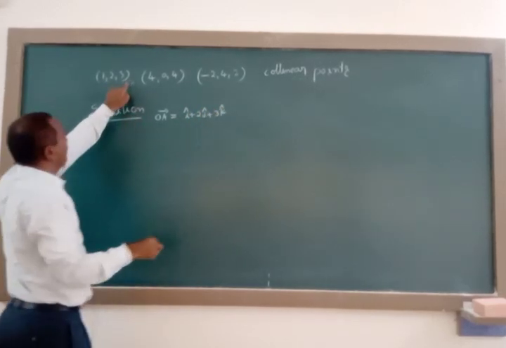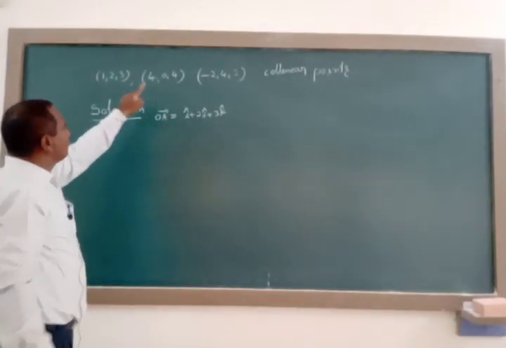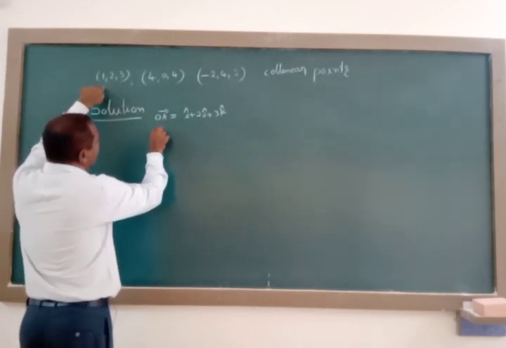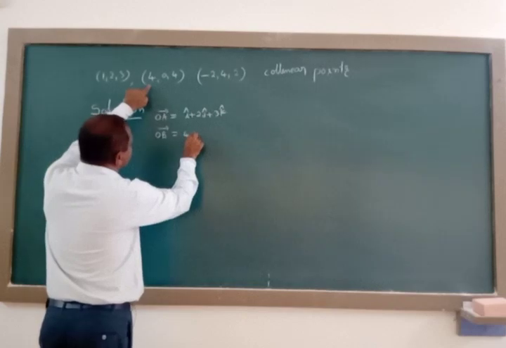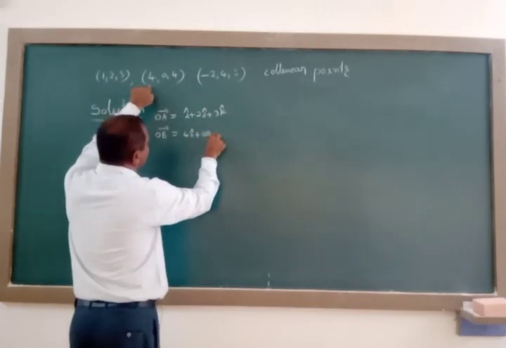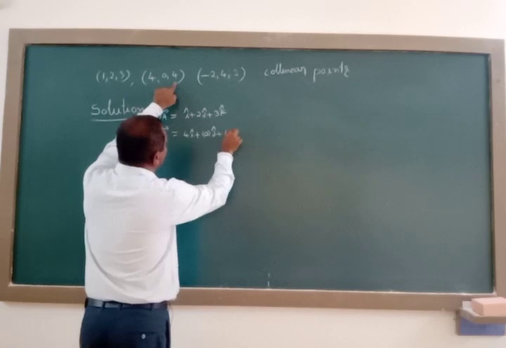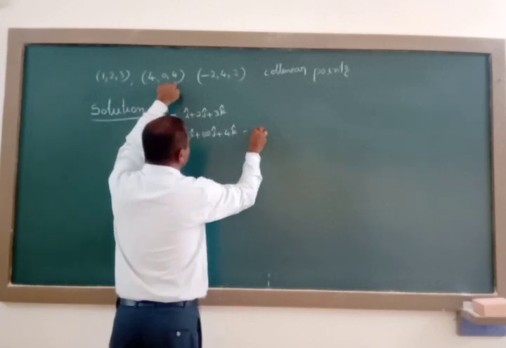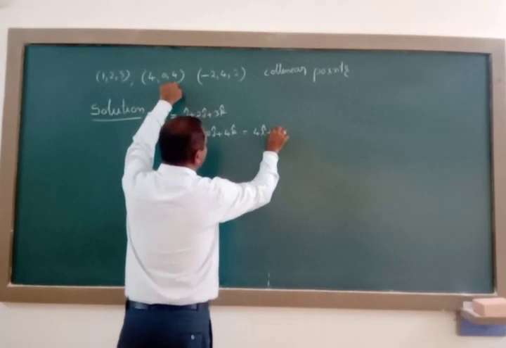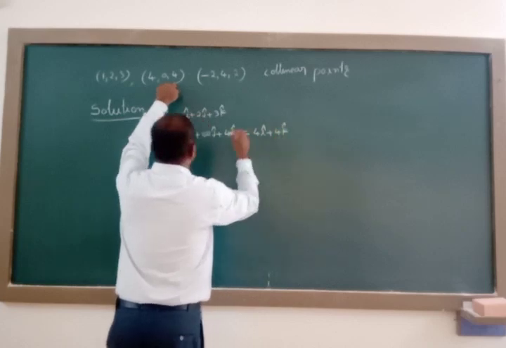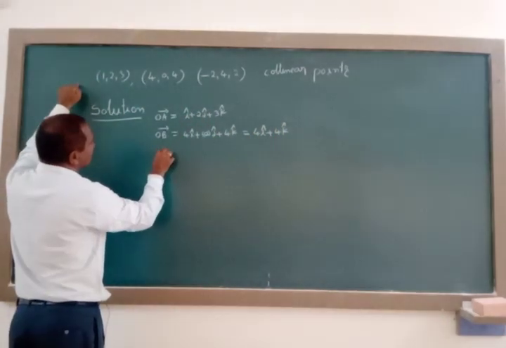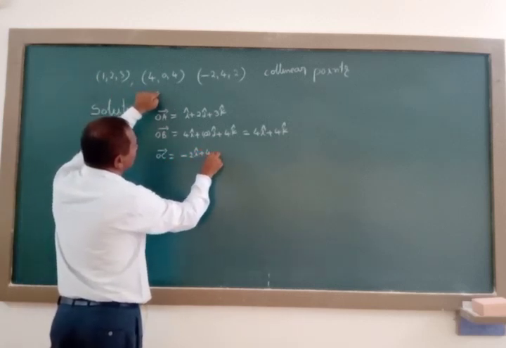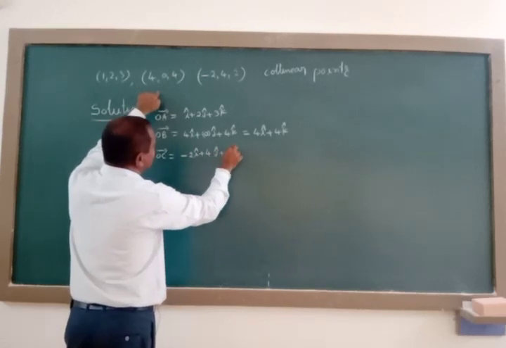You have to apply the vector notation to all the numbers of all the 3 points individually. OB bar is equal to 4i cap plus 0 of j cap plus 4k cap. You can leave out the j cap because it is 0 now. You can write this vector like this also, 4i cap plus 4k cap. Next, OC bar is equal to minus 2i cap plus 4j cap plus 2k cap.